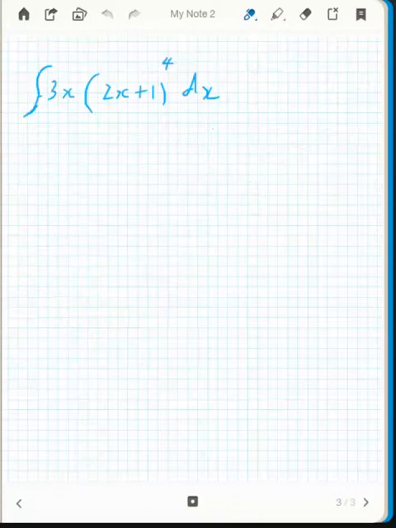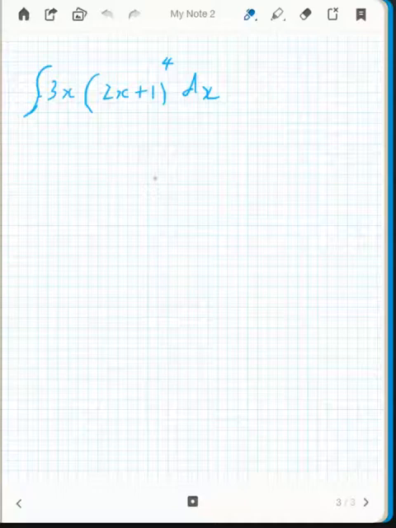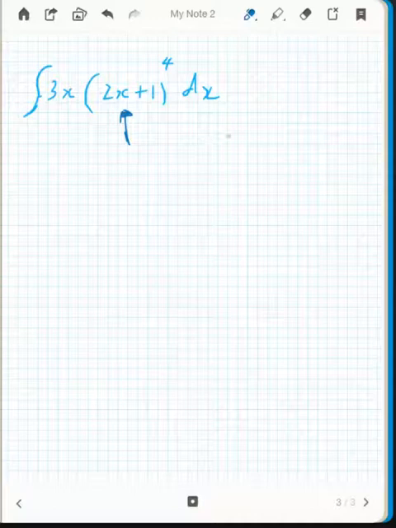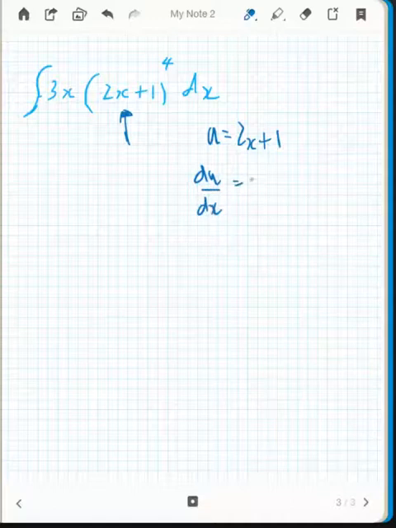Another example. I can't anti-differentiate this because 3x includes an x. 2x plus 1 to the power of 4, I need its derivative. So I'm going to make this bit equal to u. So u equals 2x plus 1. Therefore, du dx equals 2. Therefore, du equals 2 dx.